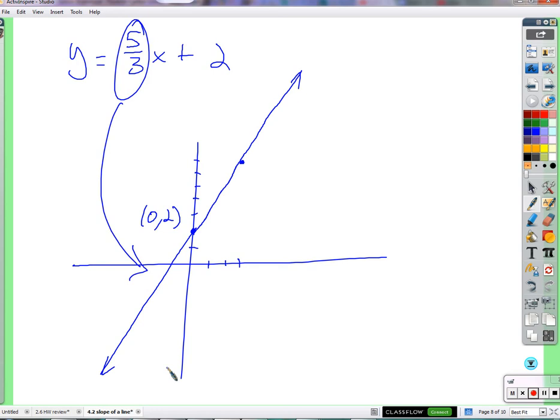Slope. Good, slope. The slope of the line is that we go to the right 3 and up 5. To the right 3 and up 5. Yes?